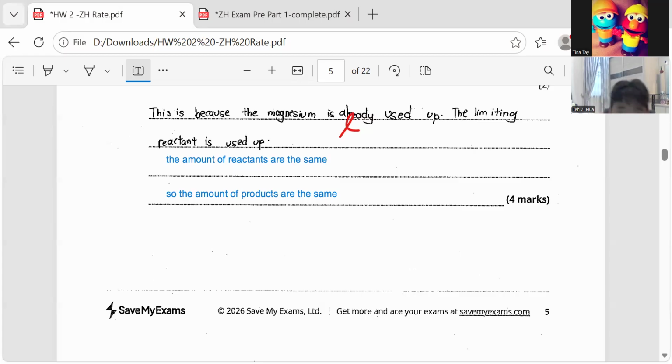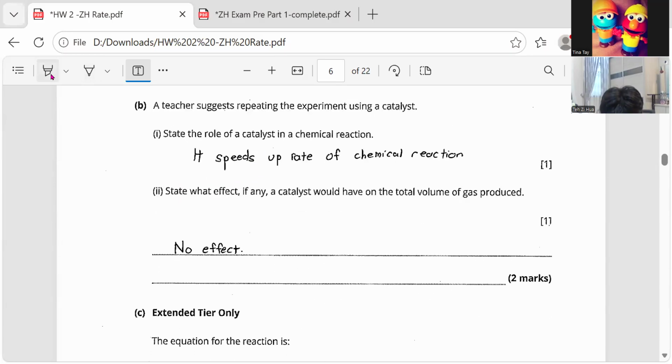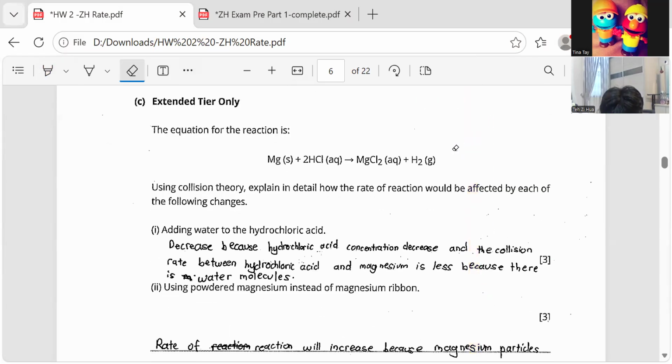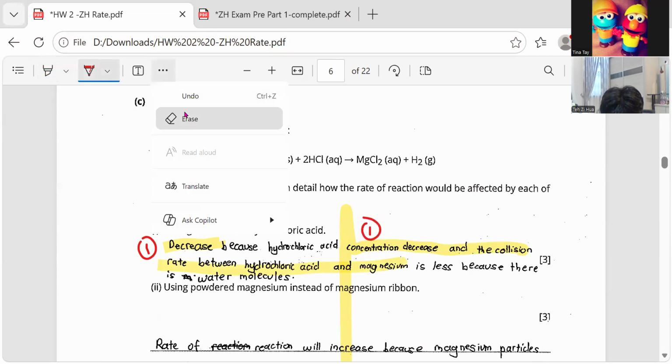Okay. All right. A teacher suggested repeating the experiment using a catalyst. Please, okay, okay. No effect. All right. No, okay, this part correct. So your answer here for the 3 mark question, decrease, 1 mark, correct? Concentration decrease, collision rate between hydrocarbons and less. Yes, correct. You forgot one more thing.